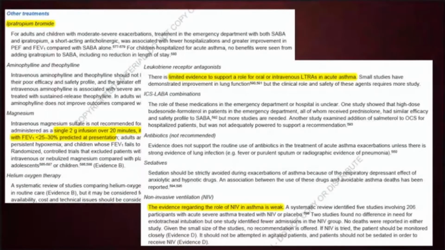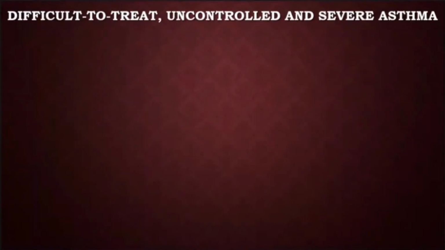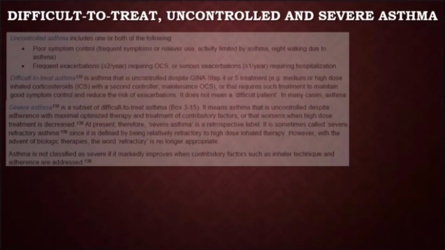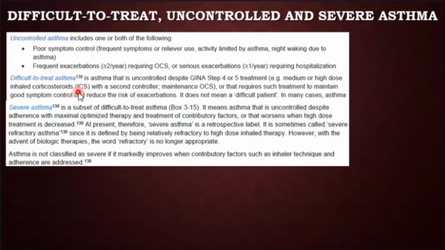Now we come to another section, which is a common term that is being seen: difficult to treat, uncontrolled and severe asthma. Are they one and the same, or is there any significant difference between them? So difficult to treat asthma, the definition basically is... an uncontrolled asthma basically includes either of the following.